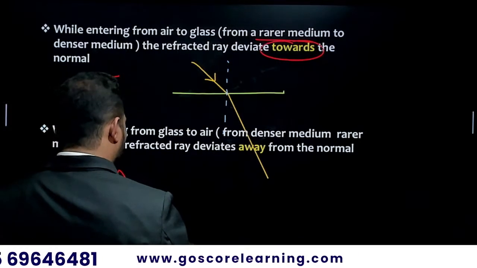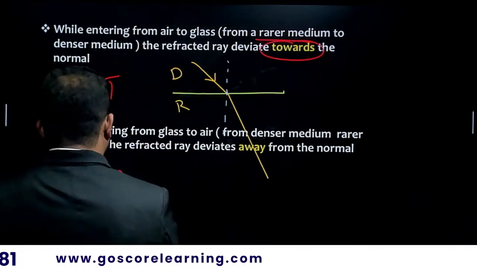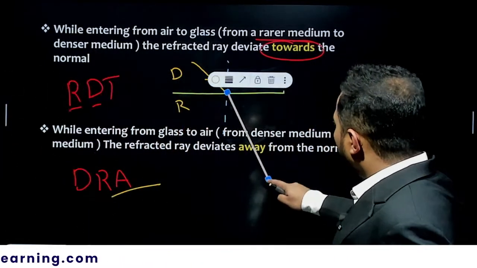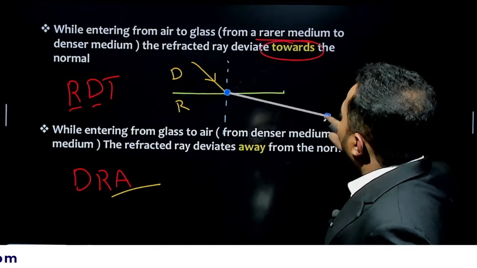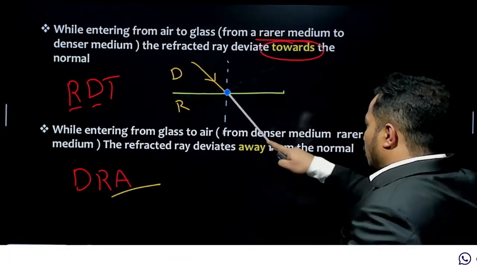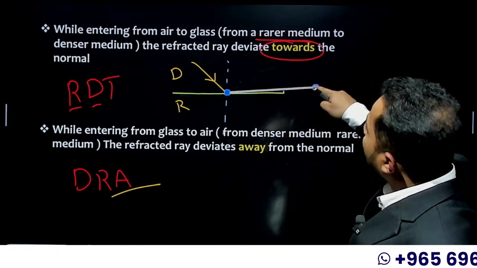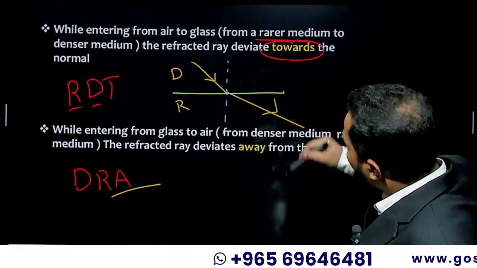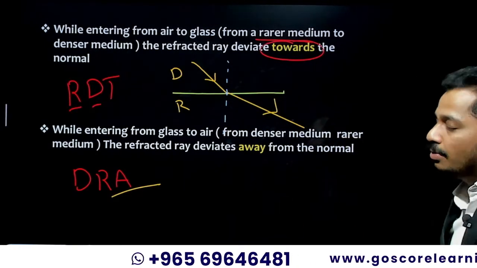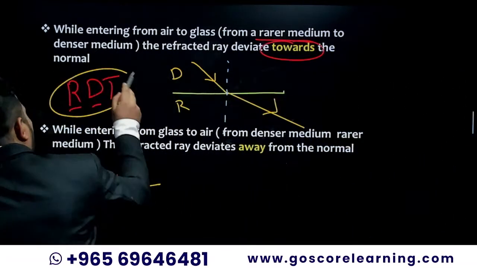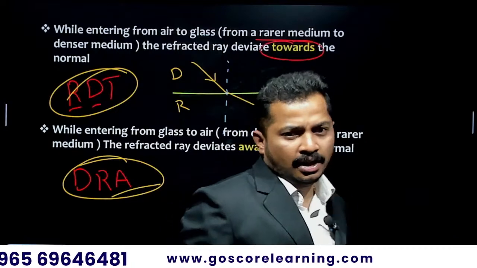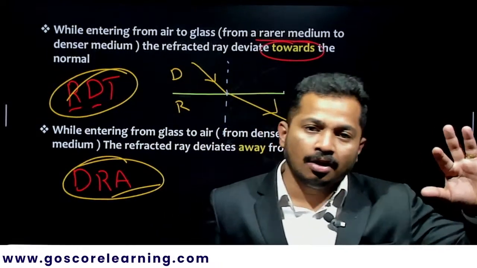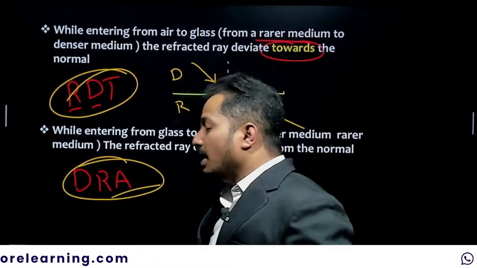If it is traveling from denser to rarer, the next code is DRA: denser to rarer, away from the normal. This is the actual path of the light ray, and from this it should deviate away from the normal. So this is the direction of the refracted ray. Denser to rarer, rarer to denser, what are the codes? RDT, DRA. RDT means when light travels from rarer to denser, it deviates towards the normal. When light travels from denser medium to rarer medium, it deviates away from the normal.